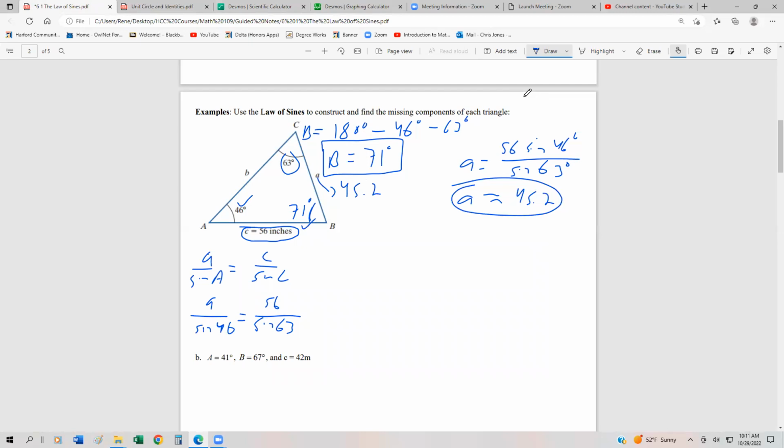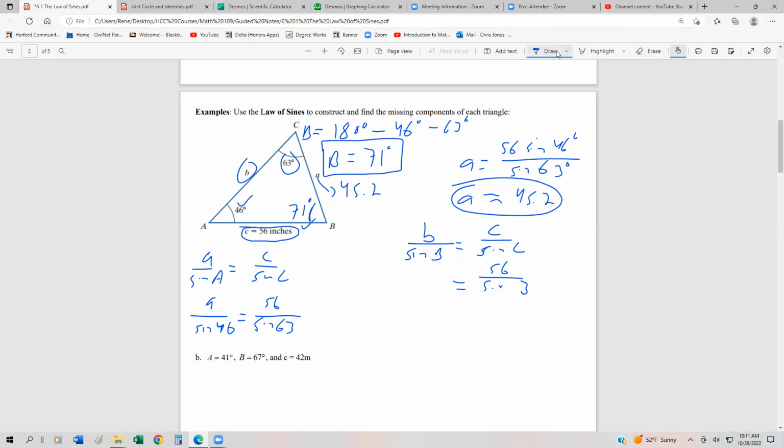Now let's try to find side B. It's the last side we have to find. What I'm going to do is say that B divided by sine of B is going to be equal to, we could just use C over sine C. And we already know that C over sine C is 56 divided by sine of 63.